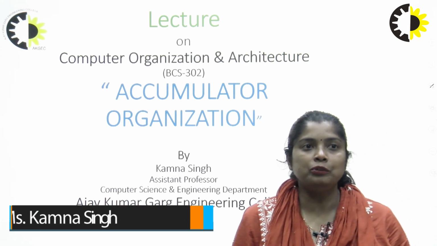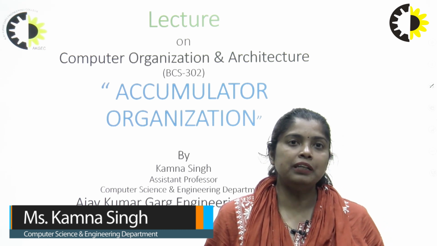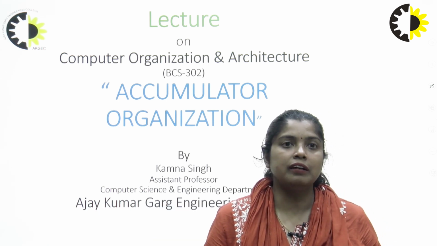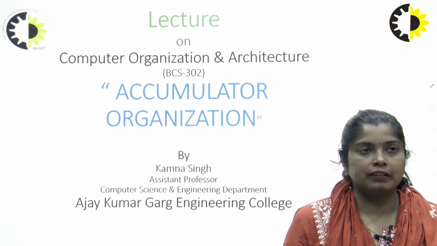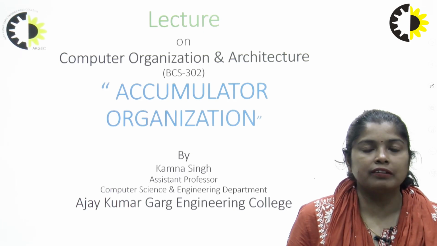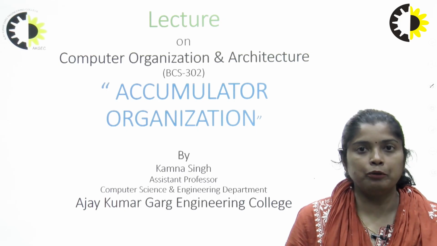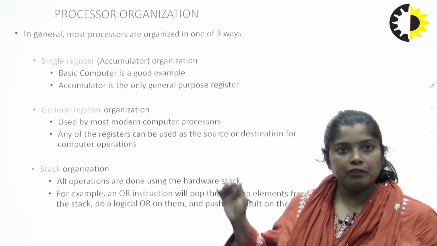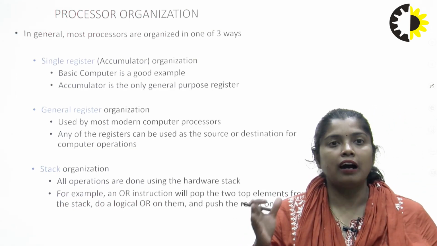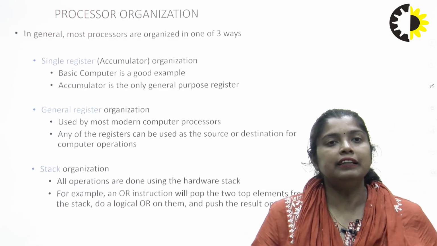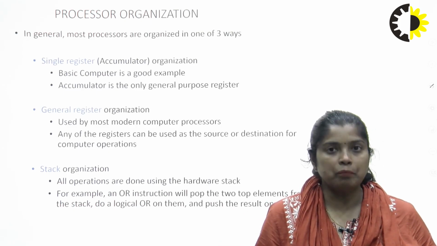Today we are going to discuss the topic accumulator organization. In the accumulator organization, as we know, there is the processor register. Actually, accumulator organization is the processor. So first of all, we are going to discuss the processor organization, and after that, this accumulator organization. The processor organization is how all the registers are stored and arranged in the processor and how they are communicated. That is called a processor organization.